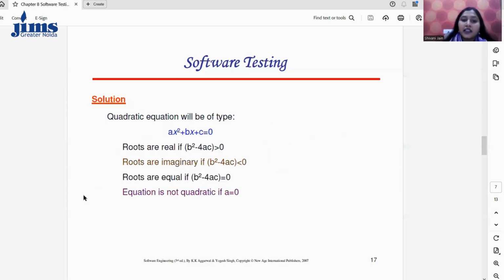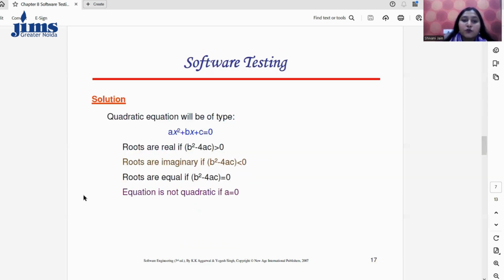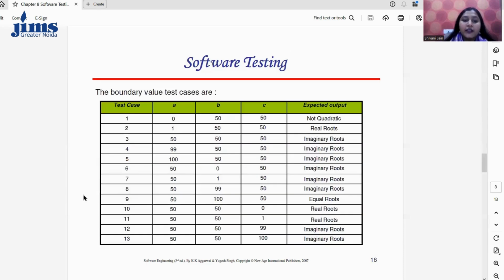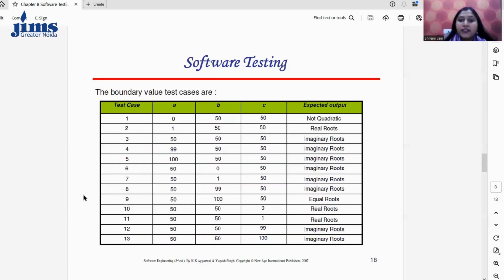This is basically the input ax square plus bx plus c. So we will be given the value of a, b, and c. So here n is 3. So we will have basically 4n plus 1 test cases that we are supposed to build. So 4 into 3 plus 1 would be 13 test cases. And the expected output would be not a quadratic equation, real roots, imaginary roots, or equal roots.